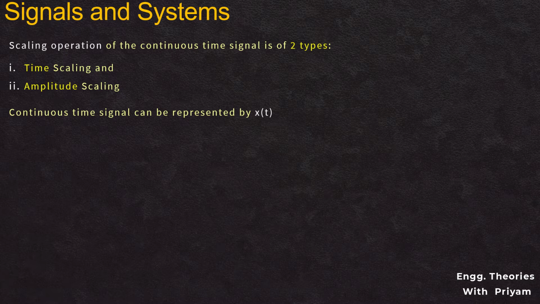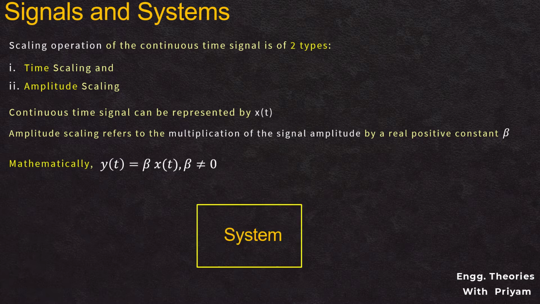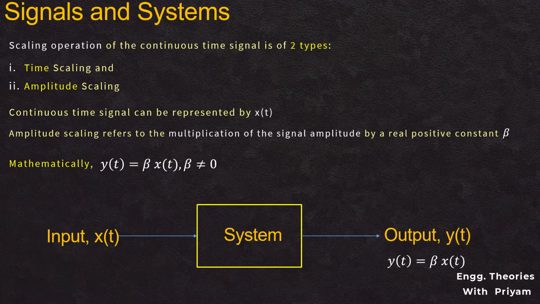Amplitude scaling of the continuous time signal x(t) refers to the multiplication of the signal x(t) by a real positive constant beta. If the amplitude scaled version of the continuous time signal x(t) is equal to y(t), then mathematically y(t) can be represented as y(t) is equal to beta into x(t), where beta cannot be equal to 0. If we consider a system where input to the system is a continuous time signal x(t), then the output of the system is the amplitude scaled version of the continuous time signal x(t), which is y(t). Then we can write y(t) is equal to beta into x(t).